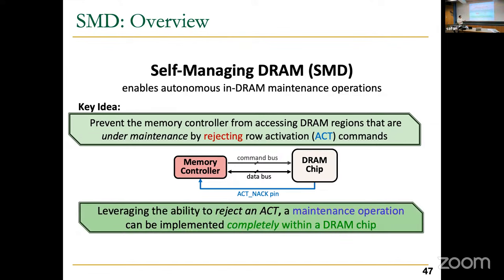And by leveraging this ability to reject an activate during maintenance, you can implement new maintenance operations, and you can implement them completely inside the DRAM chip. You don't need the memory controller to perform, for example, refresh anymore.